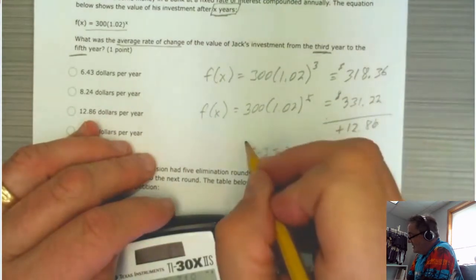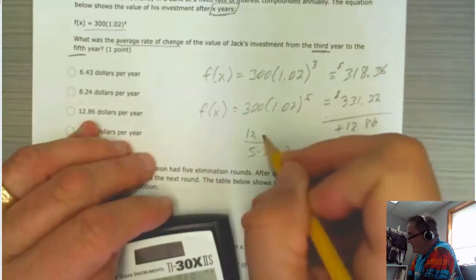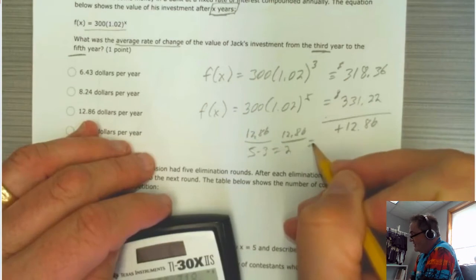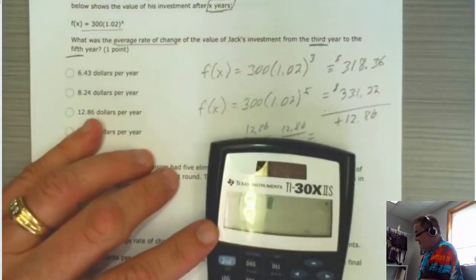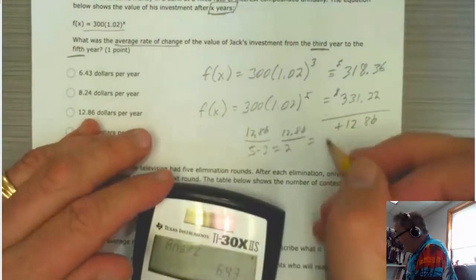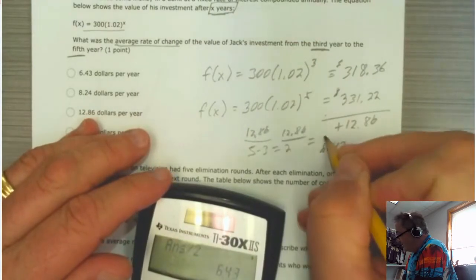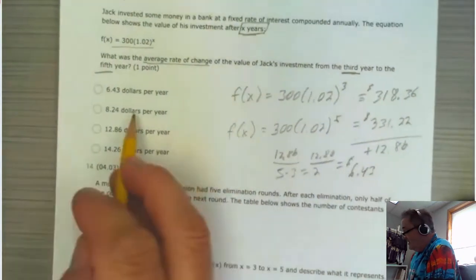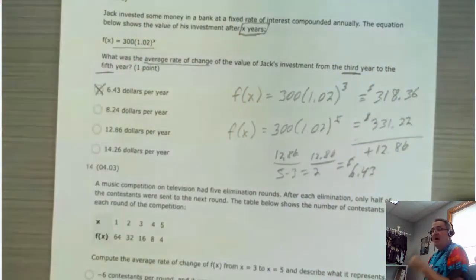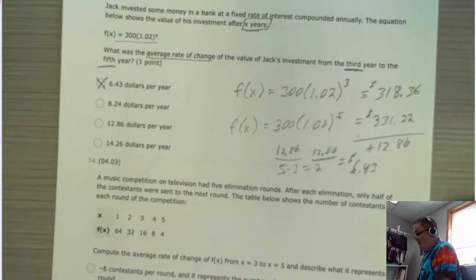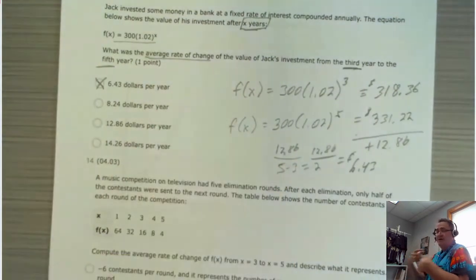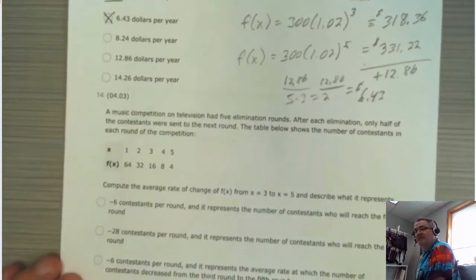Up here, it changed by $12.86. So $12.86 over 2 years, so divided by 2. It changed an average of $6.43 per year. That's the average. It changes that much per year. Right there, our first option. So remember, we're doing average rate of change. That's per every 1, for every 1 year, for every 1 day, for every 1 change in the x value.